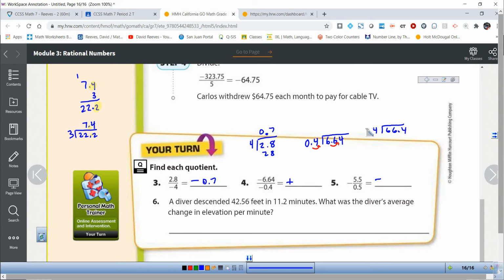So that gave me 0.4, right? But then we don't need that 0 anymore. 4 into 66.4. All right, and then I'm going to put that decimal right there because in a division problem, you always line the decimal up. Here we go. 4 goes into 6 one time, right? 6 minus 4 is 2. Then I'm going to bring down that 6. 4 goes into 26. 4 times 5 is 20. 4 times 6 is 24, right? And then I'm going to bring that 4 all the way down. And 4 goes into 24 6 times. So I get 16.6.